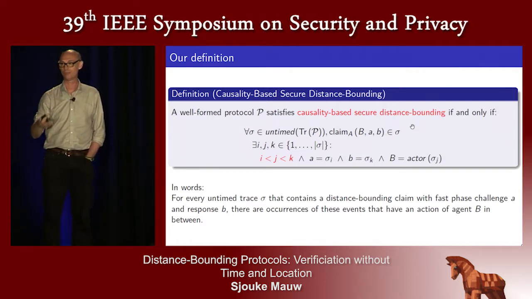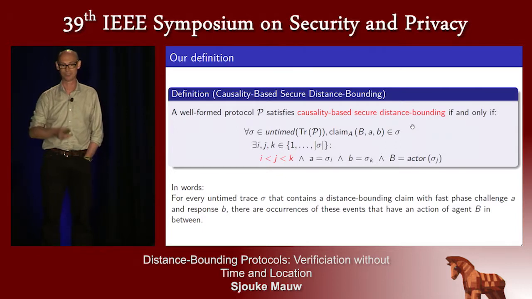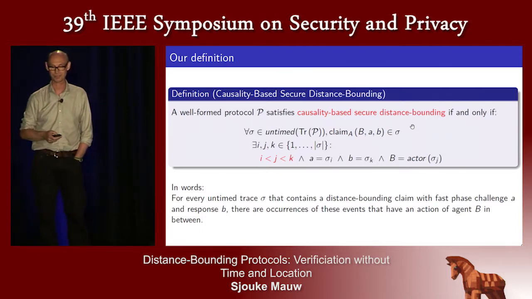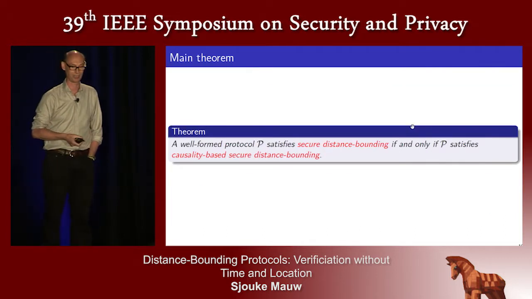So we only have to require that for every claim, there are instances of A and B, and there must be, in between these instances of A and B, some activity from the tag itself. So that's the formulation that we made. We were able to formulate it as a formal theorem, and the proof is not too complicated.